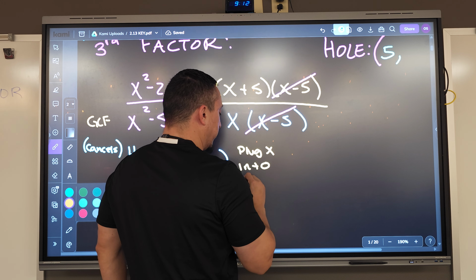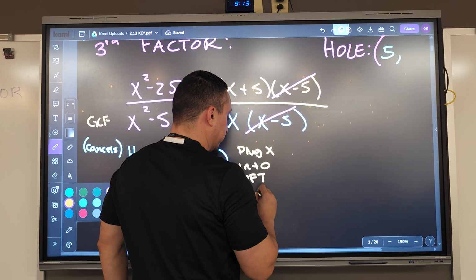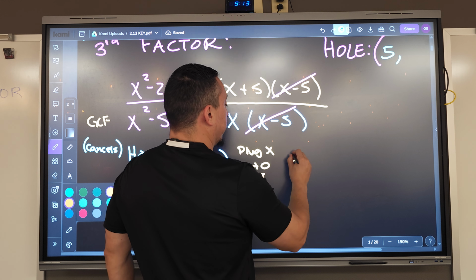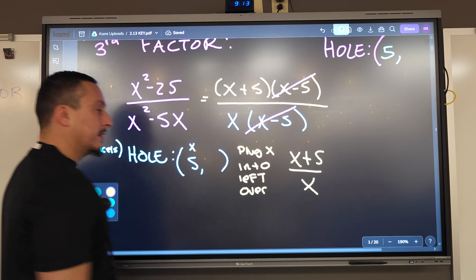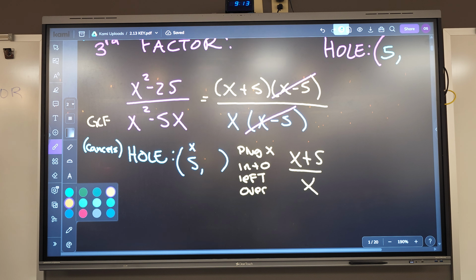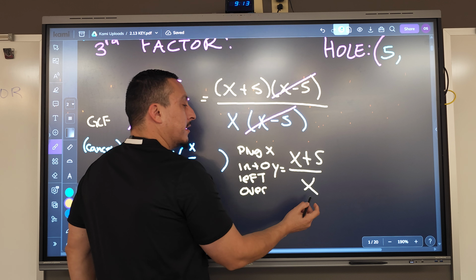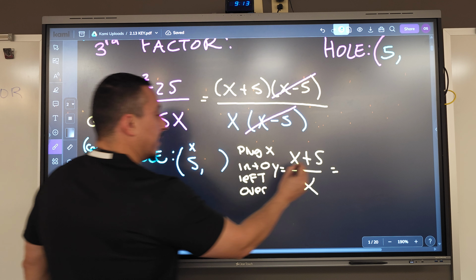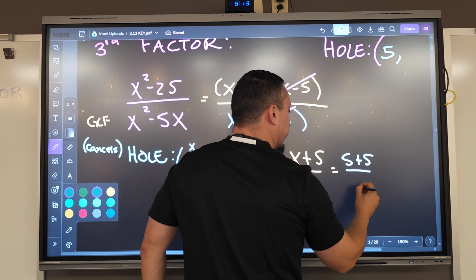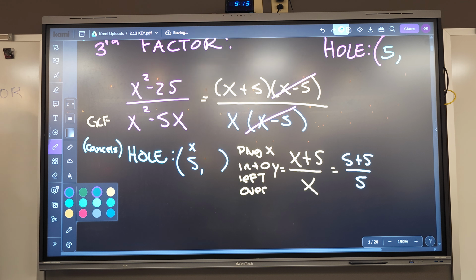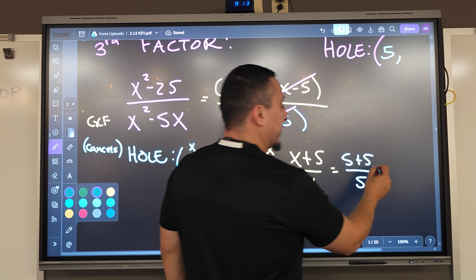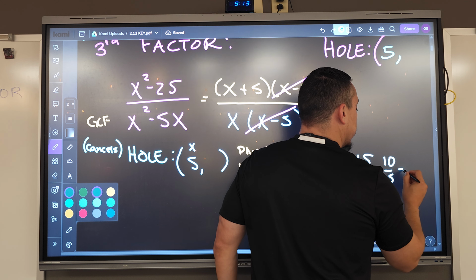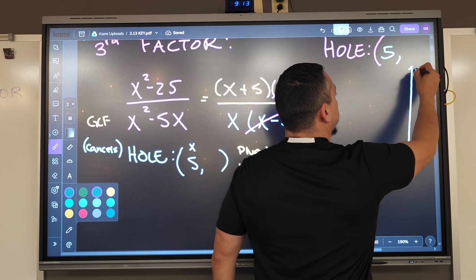into the leftovers. So this is what I have left over right after I canceled, that's all that I have left over. So I plug the x into that to get the y, because this is really y equals. It would look like this: 5 plus 5 over 5. 5 plus 5 is 10, and then 10 divided by 5 is 2. So that's the y.